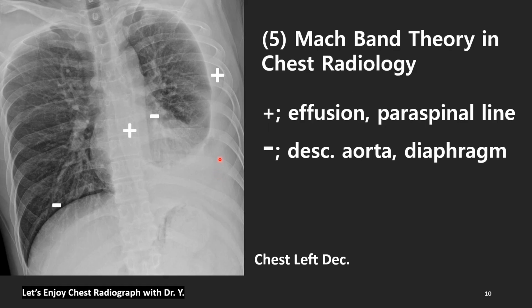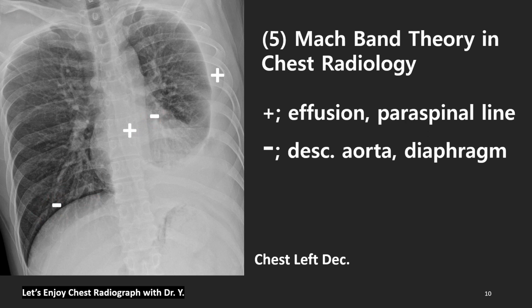We are also familiar with this left pleural effusion on decubitus film. How about this pleural effusion side? What is remarkable to our eyes? Yes, the white dense line of the pleural effusion side, because this area of pleural effusion is concave. That is the same as the left paraspinal line here, that is a positive Mach band, and aorta and diaphragm are negative Mach band.